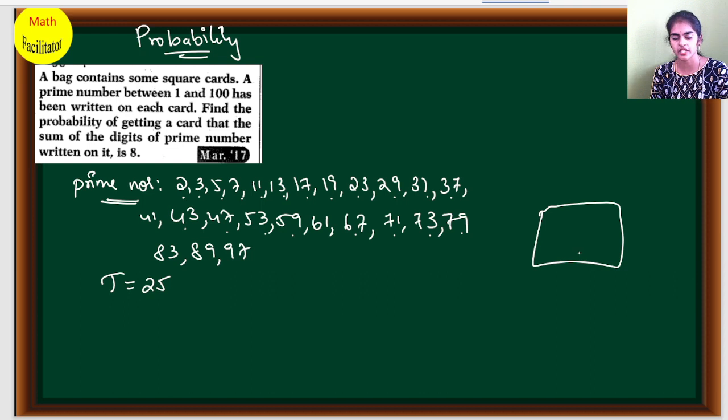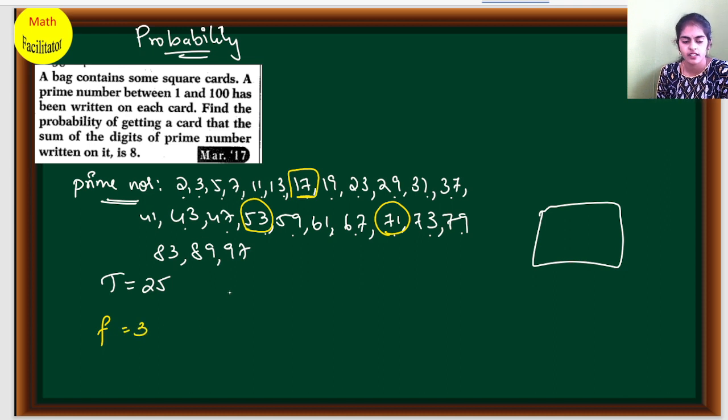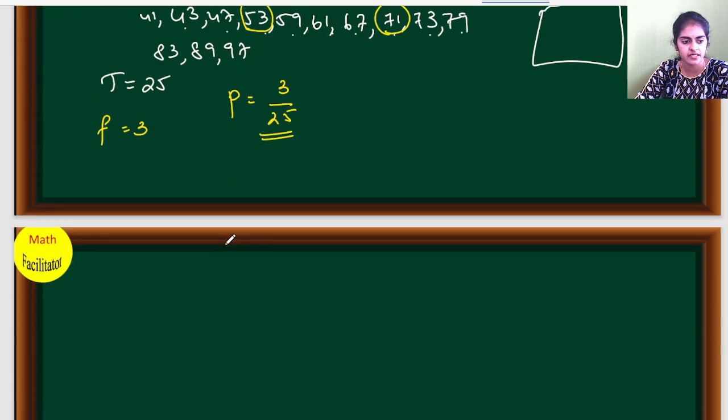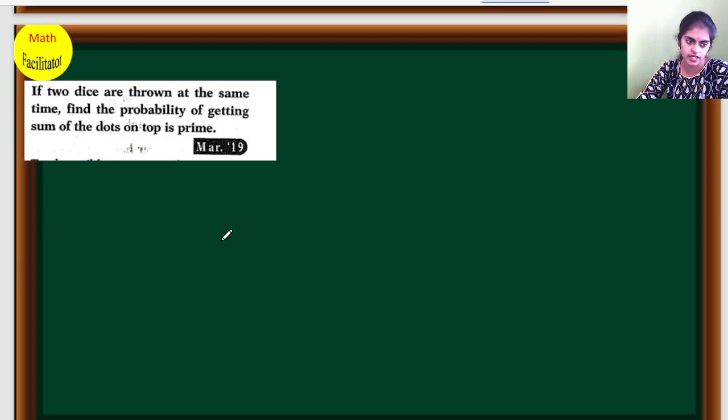So total ఎన్ని cards ఉన్నాయి? 25. Out of which my favorable outcome ఏం అవ్వాలి అంట? Sum of the digits of the prime number written on it should be 8. ఇక్కడ digits sum 8 ఎక్కడ అవుతుంది? ఇదిగోండి ఇక్కడ అవుతుంది 8. 5 plus 3 8, 1 plus 7 8, 7 plus 1 8. సో ఫేవరబుల్ అవుట్కమ్స్ 3 ఉన్నాయి. సో ప్రాబిలిటీ ఇస్ నథింగ్ బట్ ఫేవరబుల్ డివైడెడ్ బై టోటల్. సో 3/25. క్లియర్? సో చూడండి ఇంకేమైనా నంబర్స్ ఉన్నాయా చూడండి.